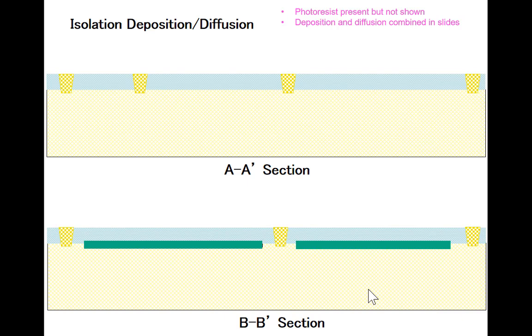Notice also it's trapezoidal shaped on my drawing. And that's because as it diffuses down, it also diffuses out. So you may have a mask opening that's small, like this. But by the time it gets done diffusing, it's going to be much wider on the top than the opening was. Okay.